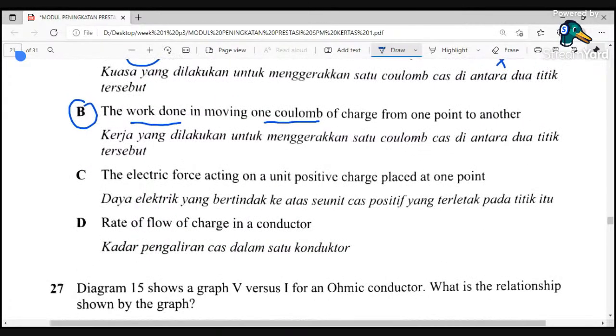Cuba lihat C apa yang tak boleh. Is an electric force acting on unit of charge. Ini bukan force, bukan electric force. D, rate of flow of charge. Ini ialah current punya definition. So jawapan dia ialah B. Work done in moving 1 coulomb of charge from one point to another.